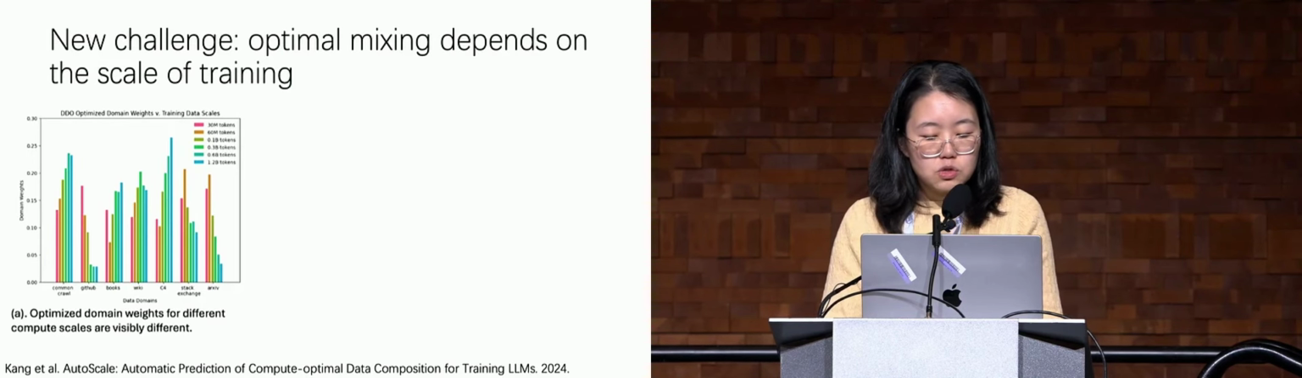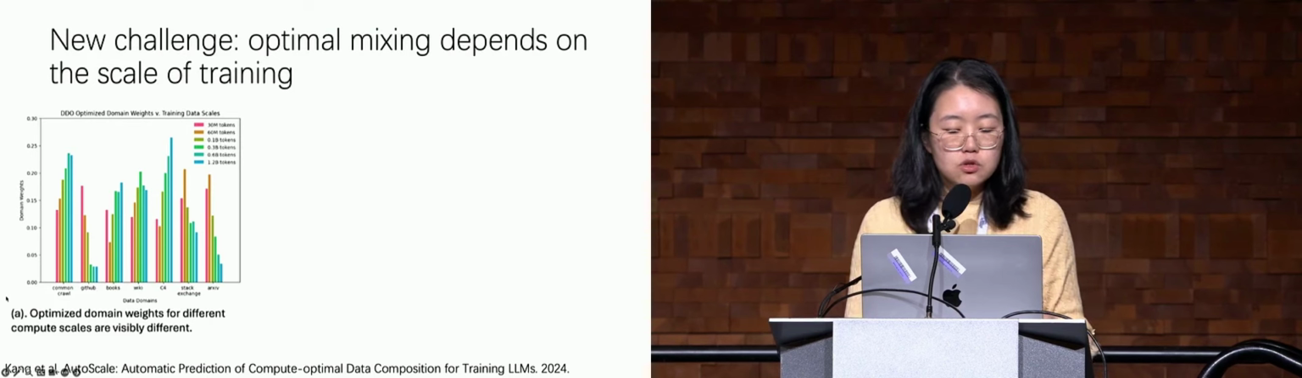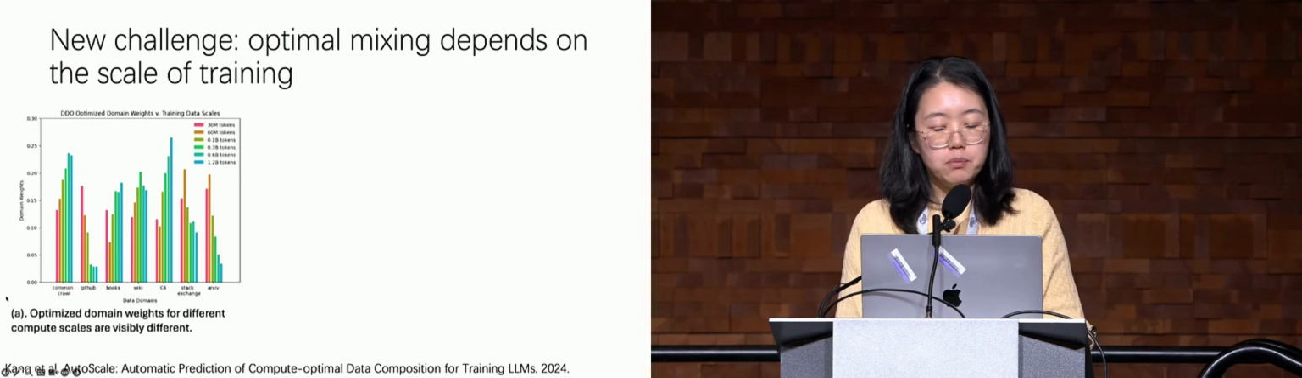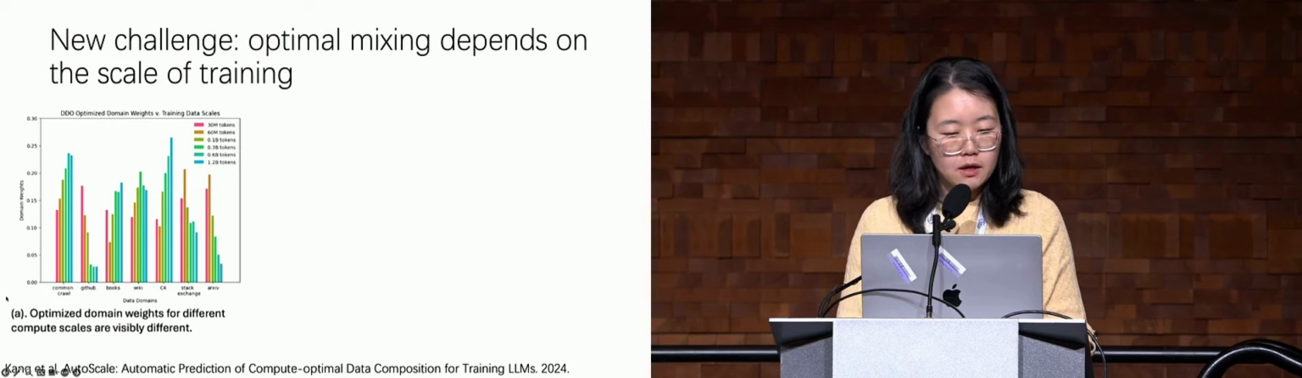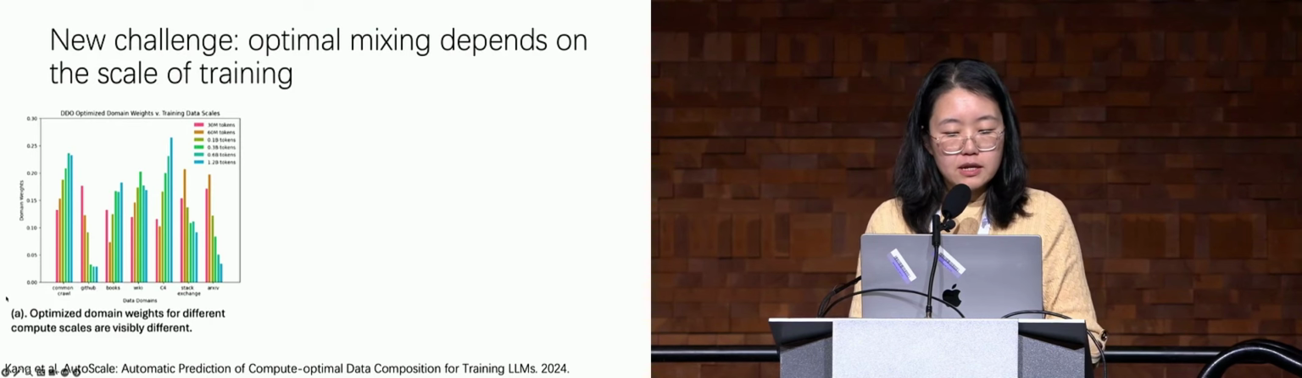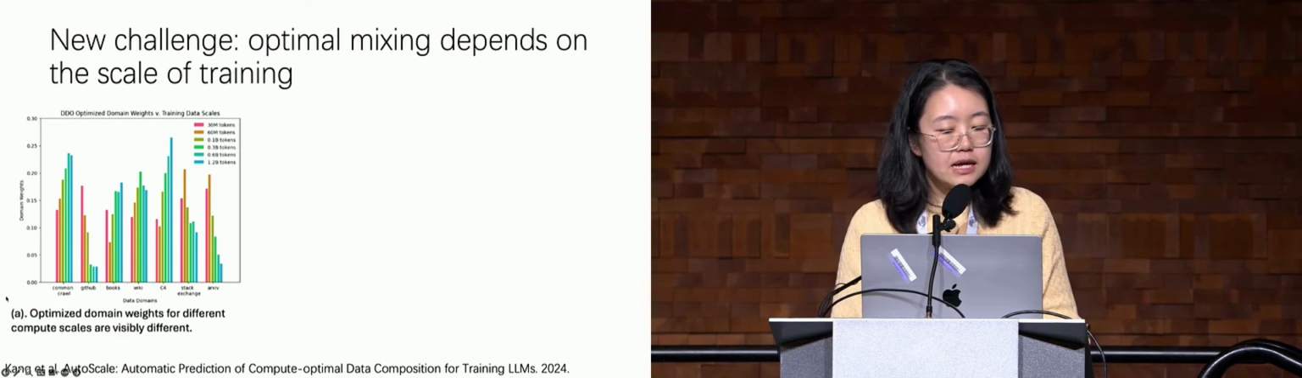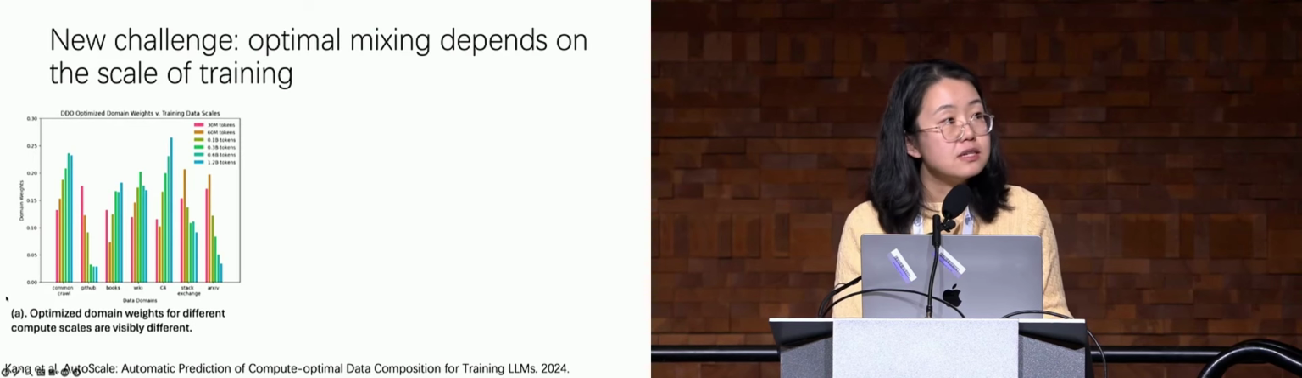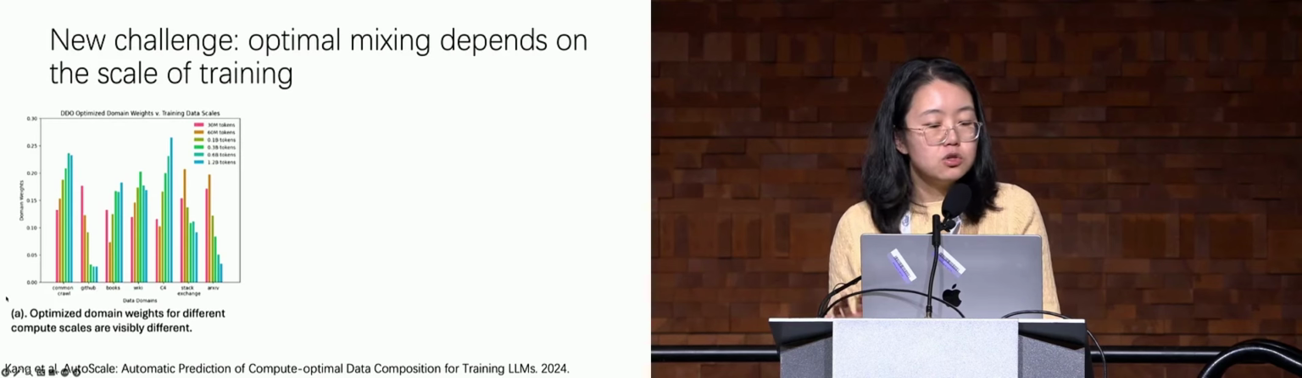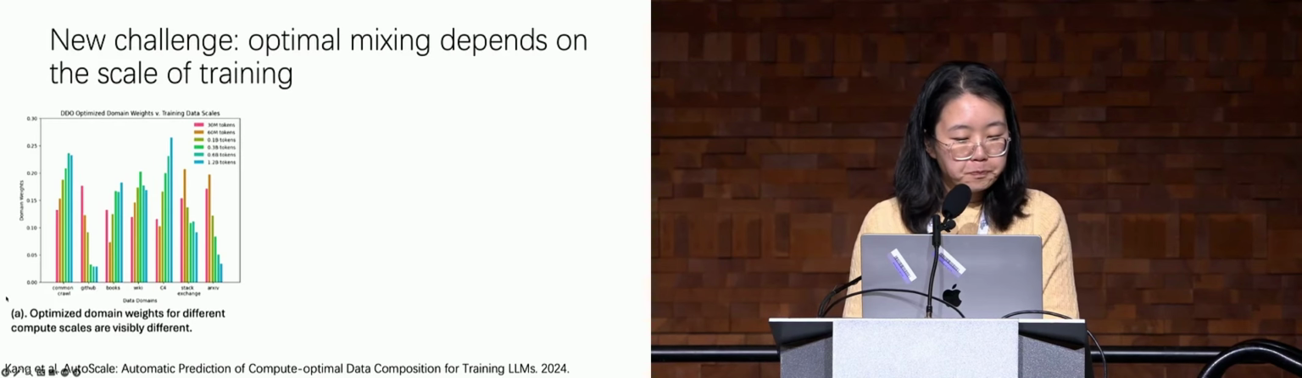So one potential solution is, how about we just retrain the true model that we want to predict its behavior, but at a much smaller data scale. That can also help us save the cost for the retraining. But there is a new challenge that emerged. The challenge is that the optimal mixing that you found at a smaller scale may not transfer to a larger scale.